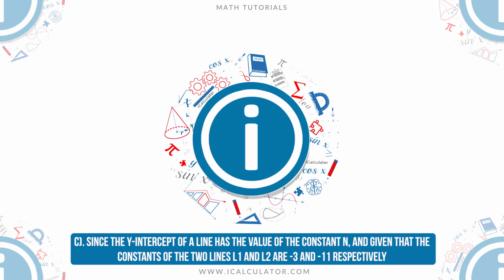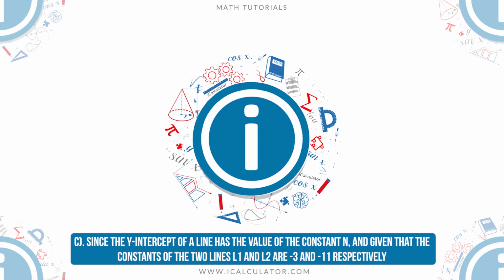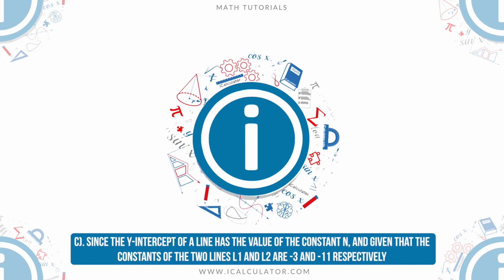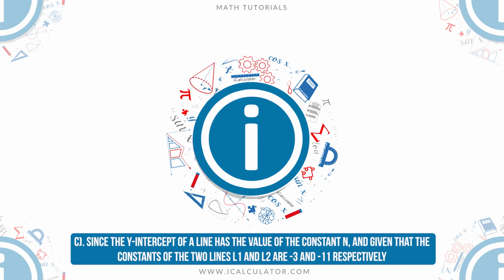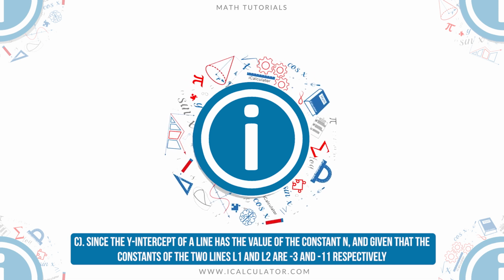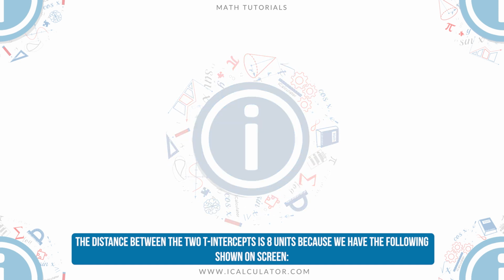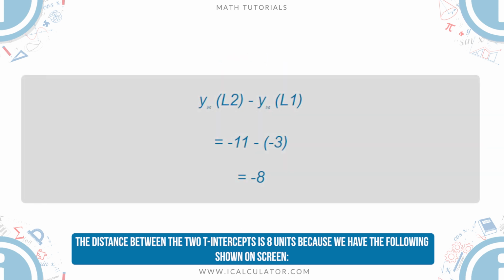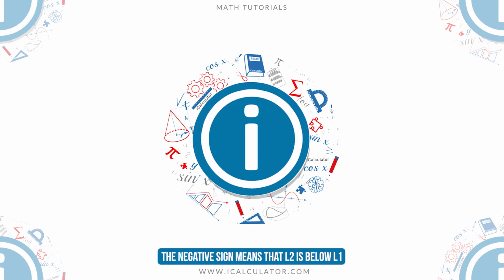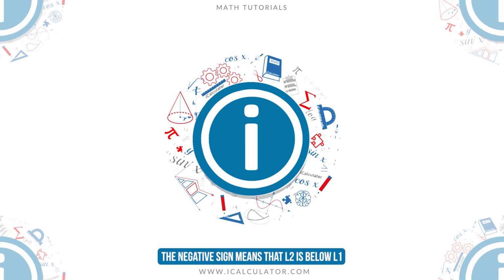C. Since the y-intercept of a line has the value of the constant n, and given that the constants of the two lines L1 and L2 are -3 and -11 respectively, the distance between the two y-intercepts is 8 units, because we have the following shown on screen. The negative sign means that L2 is below L1.